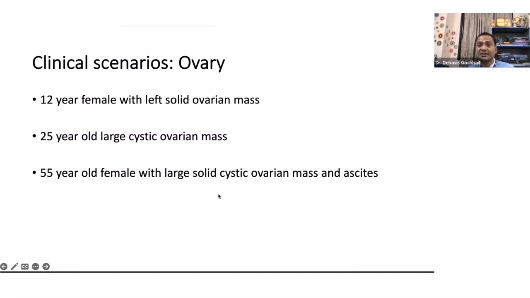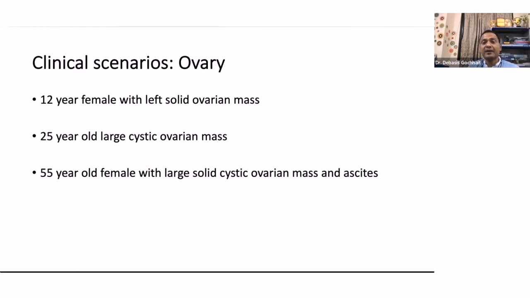Remember, when it is solid cystic, it is more likely to be malignant, more towards malignancy rather than towards benign. Not always, but it is. Okay, so it is more likely to be malignant. And this ascites, what does this ascites say? That this tumor is more likely to be malignant and the tumor cells have already spilled over into the peritoneum, resulting in ascites. Now, can you say what type of tumor?